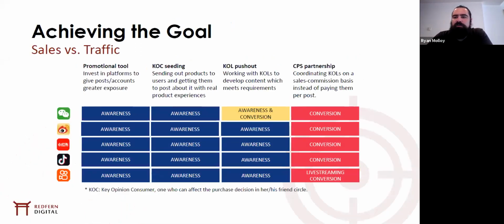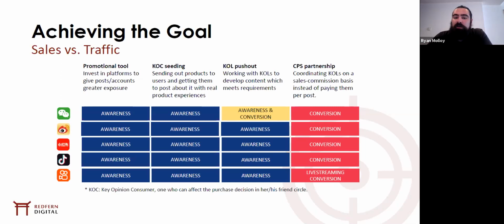And if we look at different media platforms, this gives you an idea of really how you can support them. CPS partnerships are always the best in terms of how you can sell. And obviously with the likes of Douyin live streaming and Kuaishou live streaming, that's a very conversion focused element. One thing that's missing here is Tmall live streaming. They're all conversion. They're not awareness. It's about getting products sold and out into market.